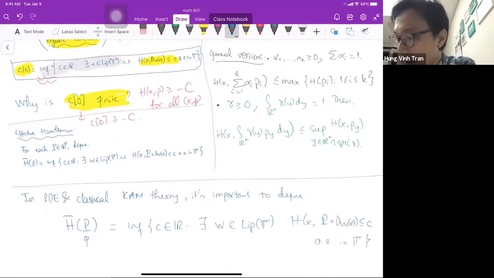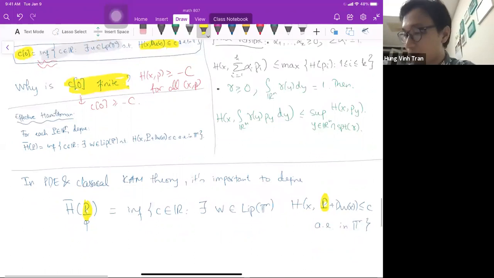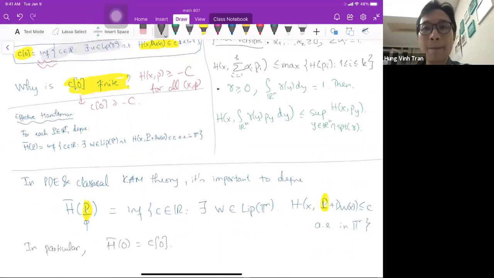So what we are doing here is that we are just squeezing the vector big P. So you just vary your Hamiltonian to that vector big P and you consider that. So in particular, here we have H bar of 0 equals C of 0. But this object H bar p turns out to be very important.